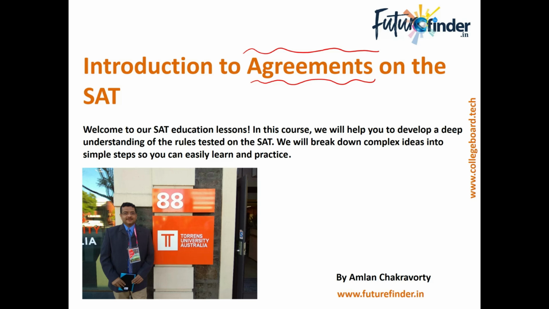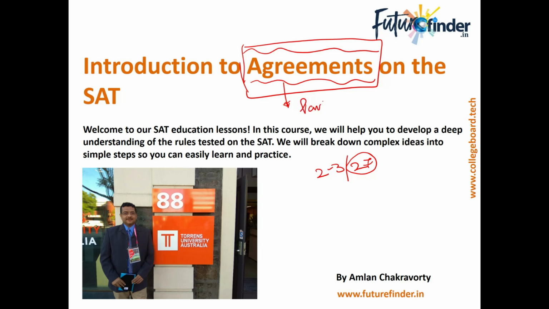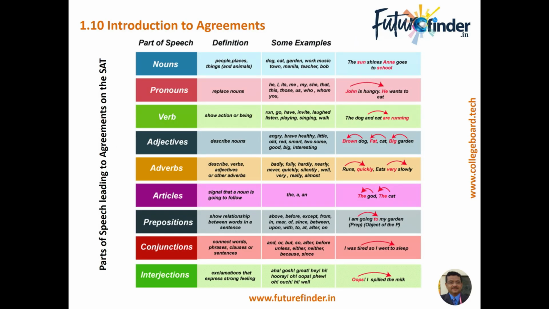Normally on the test, you might find 2 to 3 questions out of the 27 based on the concepts of agreements in English. Agreements basically mean the agreements between the parts of speech in English. That is what agreement would look like. So now let's deep dive into the concepts of agreements on the SAT.